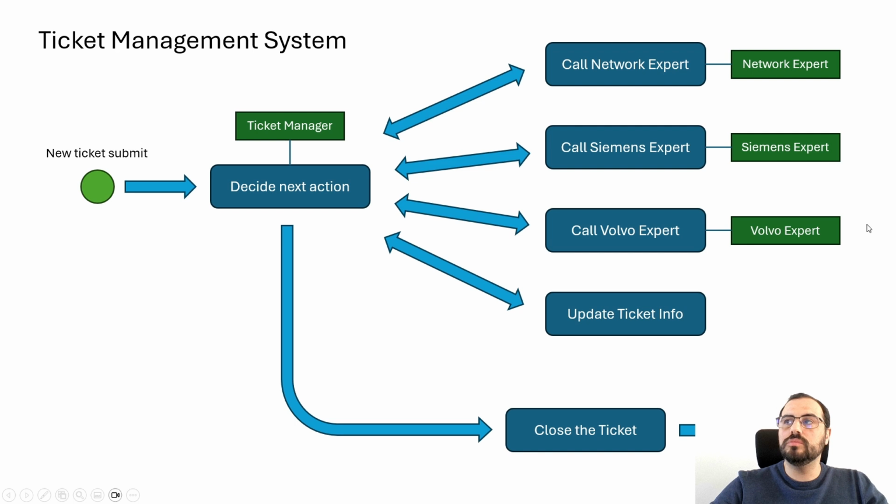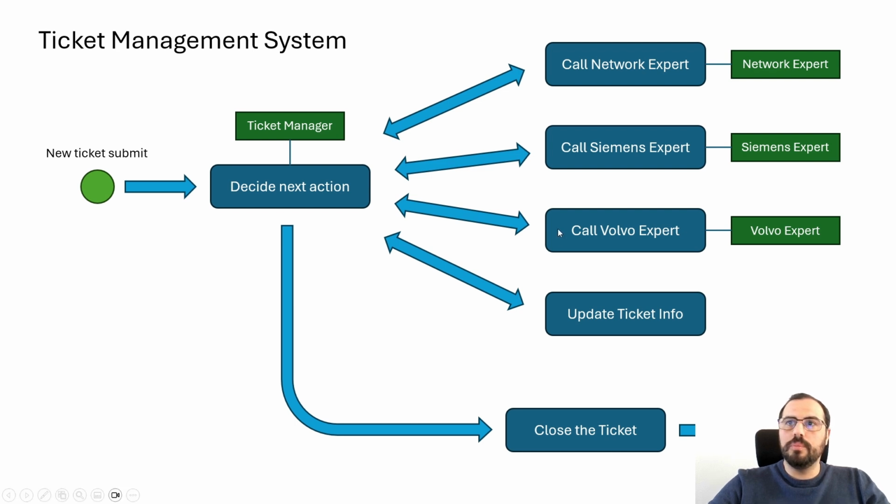When he receives information from one of the 3 experts, he can also update the ticket info. So it's not the other agents that update, but it's the ticket manager that receives the information from them and then updates the ticket info. And he can also close the ticket when he considers that everything that was possible to be done by the agents was done, and then the ticket can be closed.